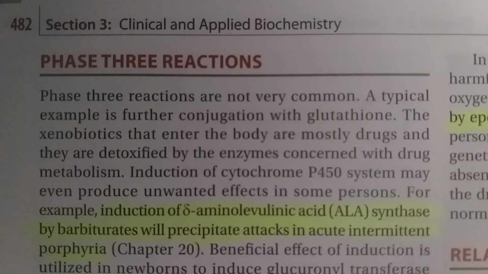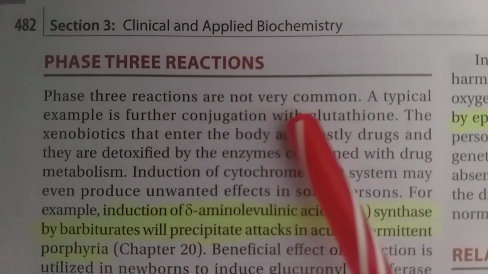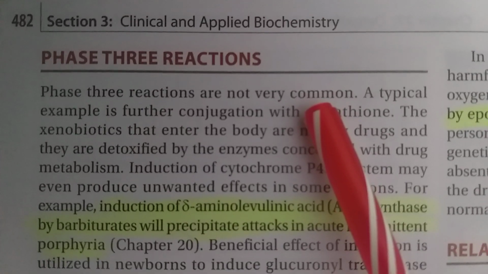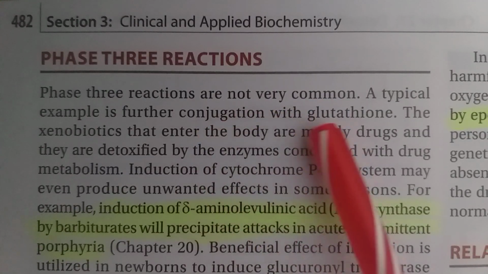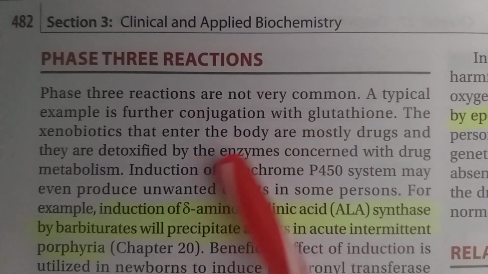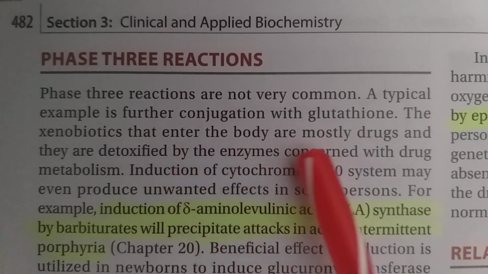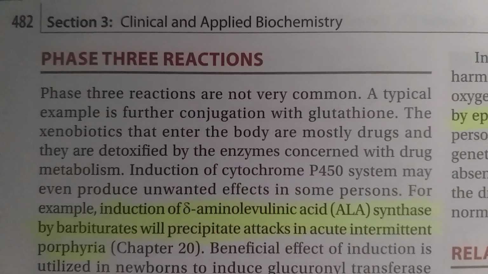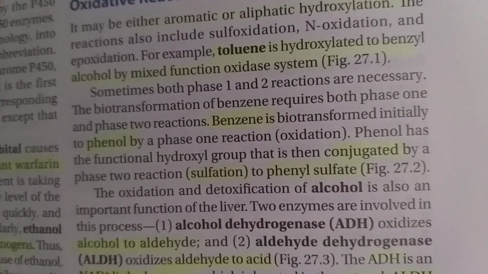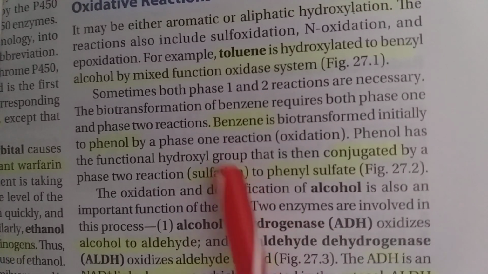Now the phase 3 reactions. Phase 3 reactions are not very common, but a typical example is further conjugation with glutathione. The xenobiotics that enter the body are mostly drugs, and they are detoxified by the enzymes concerned with drug metabolism. Now let's take a quick look at the detoxification of benzene.